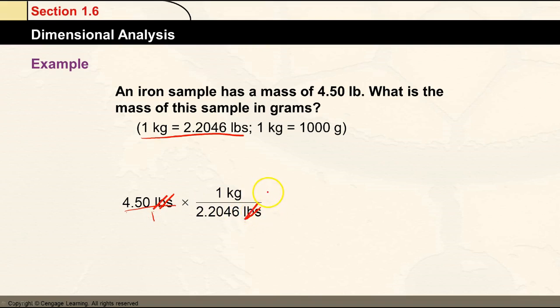Then our next slide, oh hey, look, it showed that for us as well. Our next conversion is going to be from kilograms into grams, and that is given to us here, which is one you should know. There are 1,000 grams in 1 kilogram. And so again, our kilograms are going to cancel out, and that's going to leave us with 2.04 times 10 to the third grams as our answer.